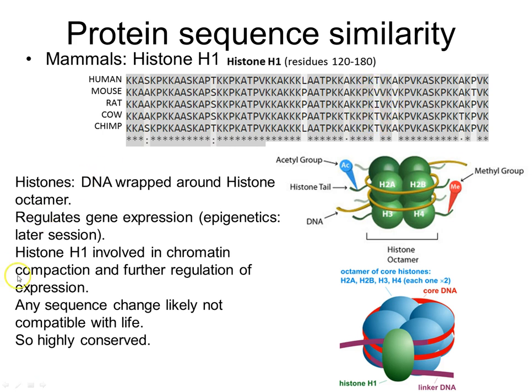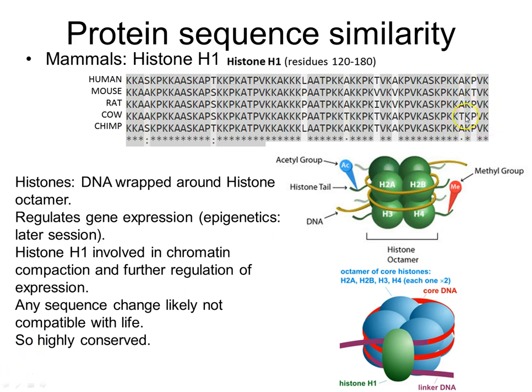So that gives you some idea as to what is the order of events of evolution. And just based on this change alone, you would guess that humans and chimps and cows are more closely related to each other as a group than mouse and rat. And then from this change, you would suggest that humans, chimps, cows and rats are more closely related to each other, and mouse is sort of a bit of an outlier.